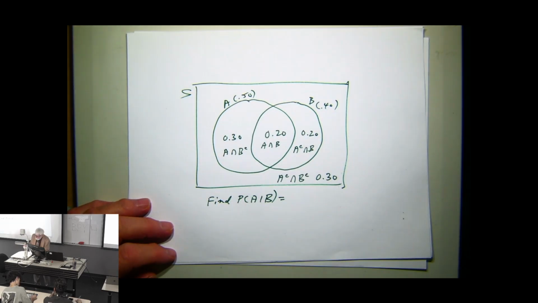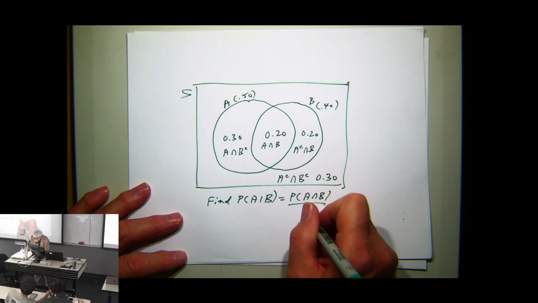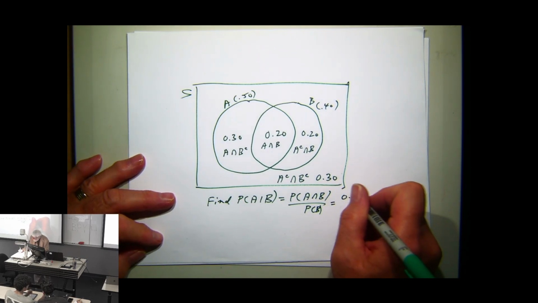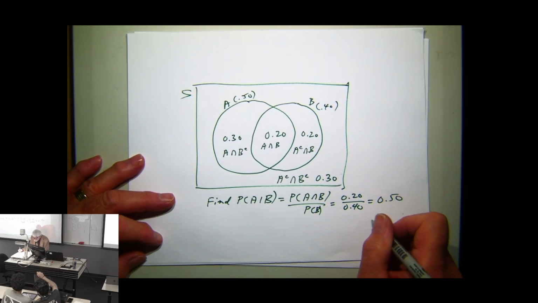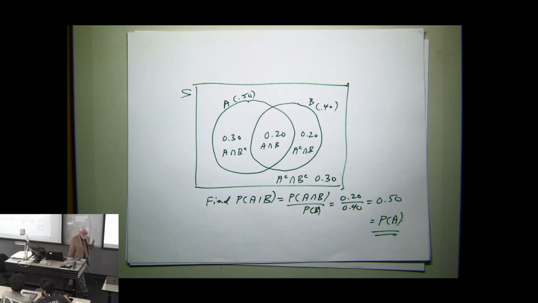We're told that B's occurred, so I'm going to take the probability of A intersection B over the probability of B. And that's going to be 0.20 divided by 0.40 equals 0.50, which is simply the probability of A. Okay, so knowing B occurred told us nothing about the occurrence of A. If we know nothing about B, the probability of A is 0.5, but knowing that B occurred, the probability that A occurs is still 0.5, and that's why this is a test for the independence of A and B.